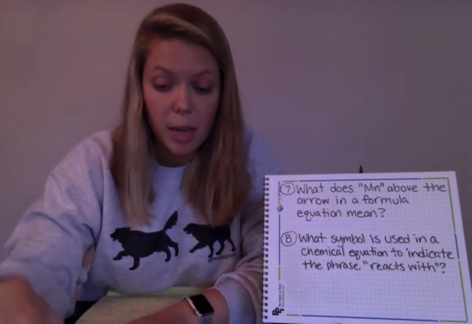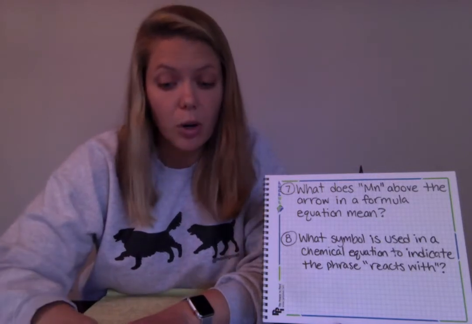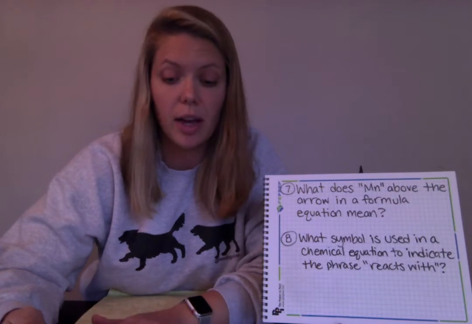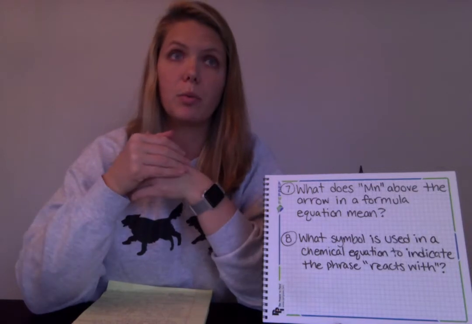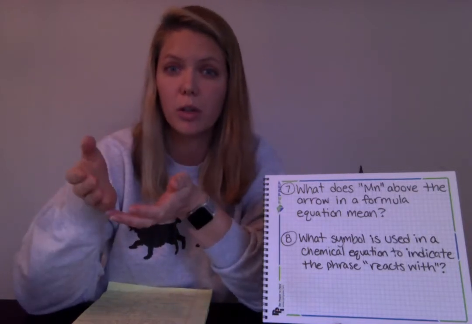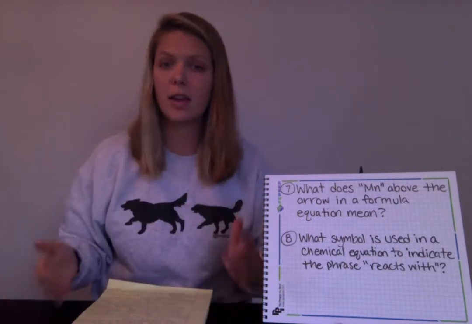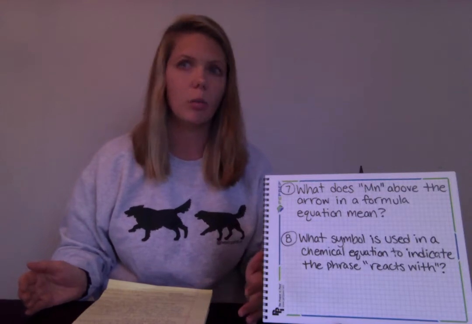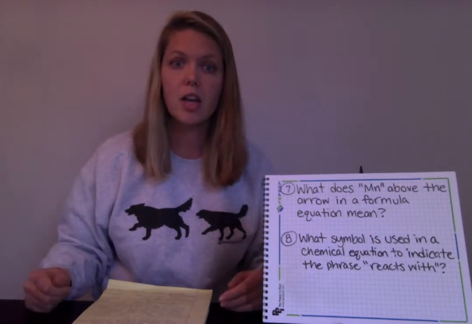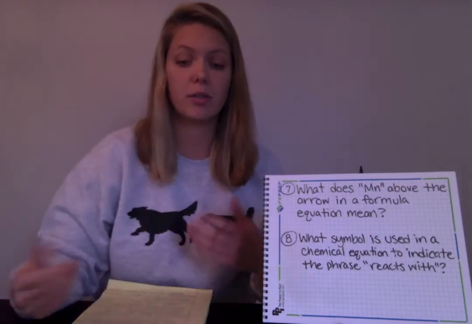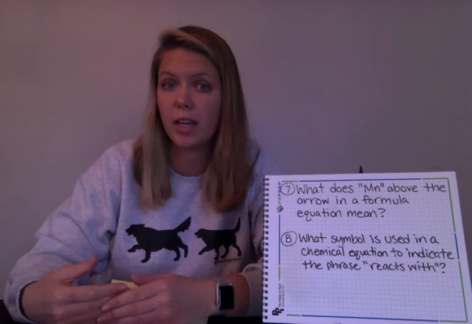Number 8 says, what symbol is used in a chemical equation to indicate the phrase reacts with? Sorry, Sally barked. So if we are talking about two elements and I say that copper reacts with aluminum, what symbol would we use if we're going to write an equation? Without thinking too hard, you can see that if I'm going to put two things together, I'm probably going to use a plus sign. So for number 8, the symbol we use to indicate that we are going to react with something else is a plus sign.